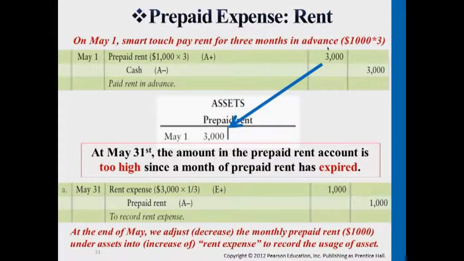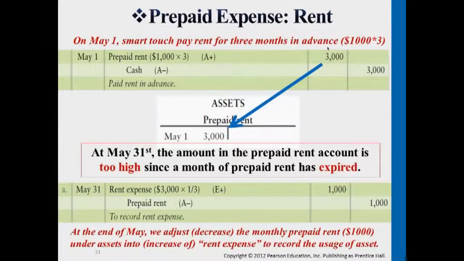Then what? The normal balance will become $2,000 and we'll be posting it under the debit side, the side where there's a plus sign. Okay, so after the adjusting entries, you see this T account updated into this $2,000 balance instead of $3,000.